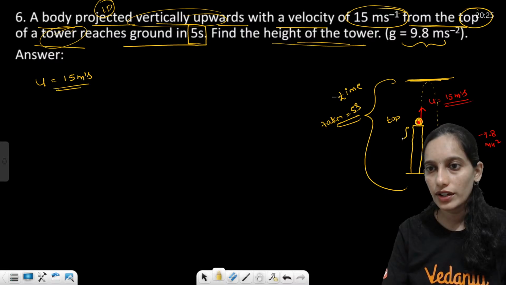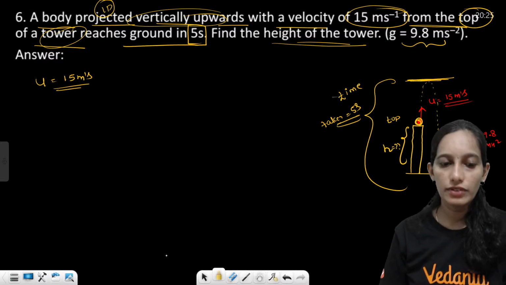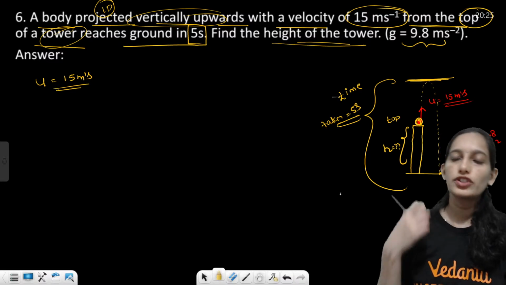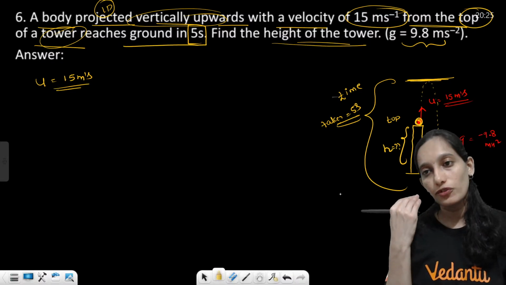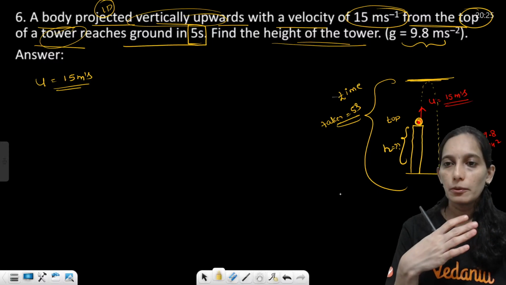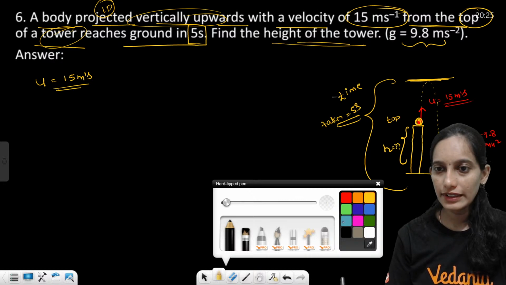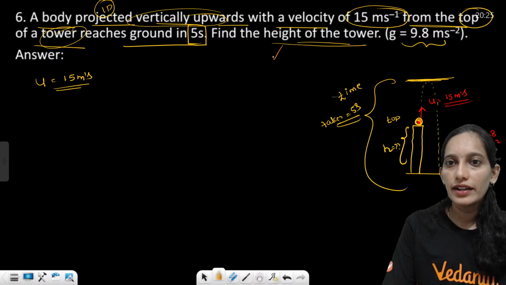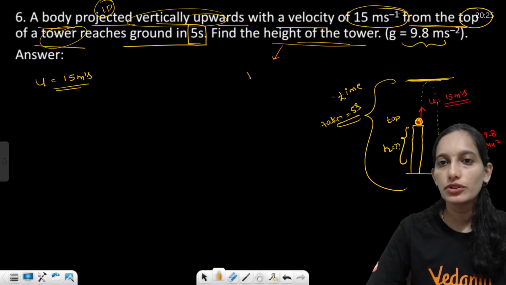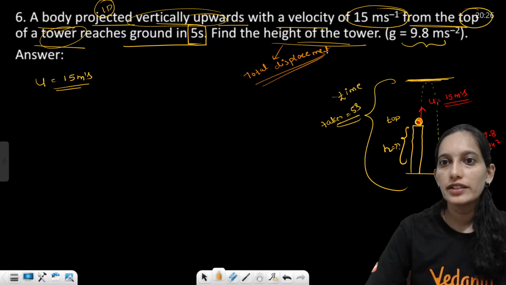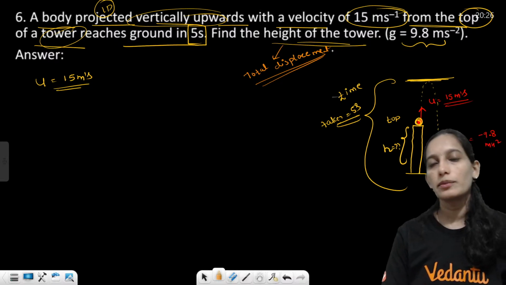So we have to find out this height h. What is the height of the tower? It looks complicated, but if you just consider the basic concepts of vectors and the idea of 1D motion, it becomes very easy. I can clearly tell you that the height of the tower will be simply equal to the total displacement. If you understand this particular point, the problem becomes easier.